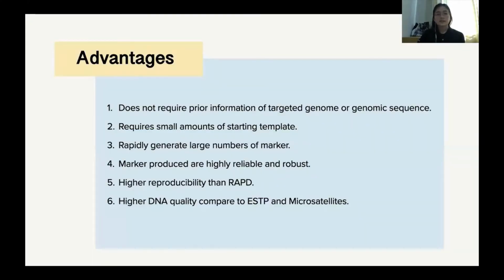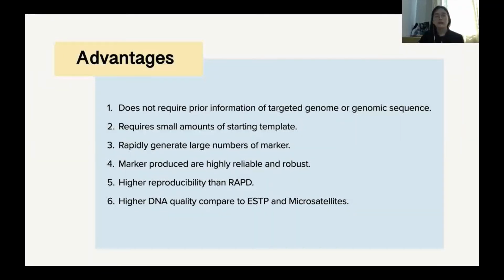There are many advantages that we can get upon the usage of AFLP. First, AFLP does not require prior information of the targeted genome. This means that without knowing the genomic sequences beforehand, it can still screen through the whole genome and randomly select or probe the desired gene. Due to this advantage, AFLP is said to be often utilized in genomic mapping, DNA fingerprinting, and population genetics.